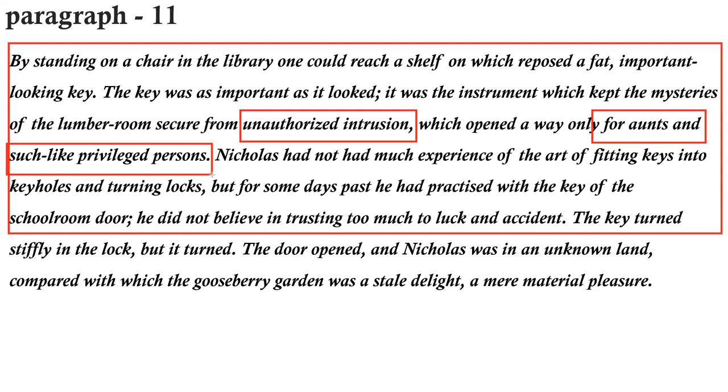So the lumber room, or else the gooseberry garden, is such a place where normally children were not allowed. Children were not allowed, right? It is only allowed for the privileged people. So here you can clearly understand the language used by the writer. Privilege. Adults were known as privileged. Children were known as underprivileged. Can you understand? Adults were taken as privileged.